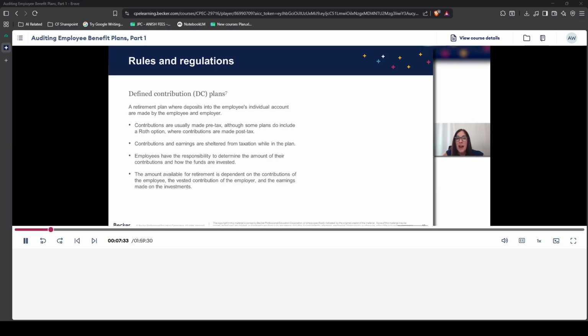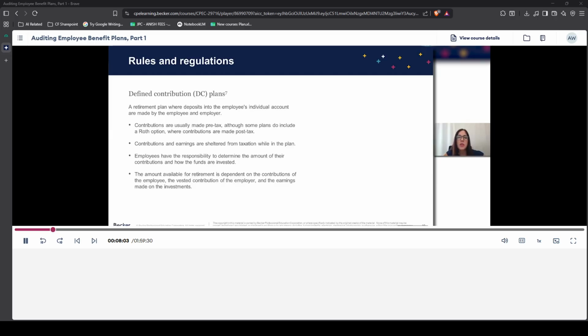Also, with your defined contribution plans, depending on the language in the plan document, you can have different types of contributions that come from both the participants as well as the plan sponsor. The participant contributions can be and are usually made on a pre-tax basis. That means they're withheld from the participant's wages before taxes, and then they're remitted to the plan and deposited in the participant's individual account balance.